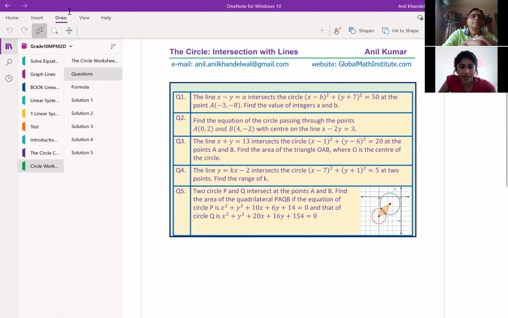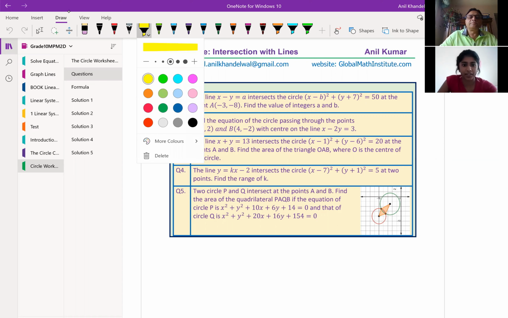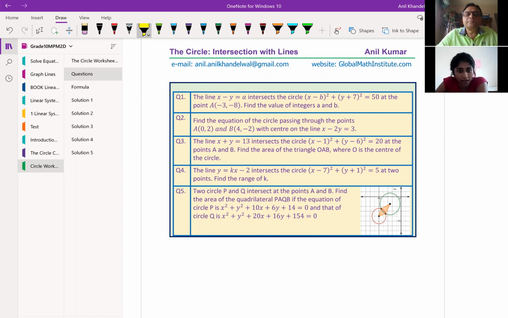Yes. Question 1. The line x minus y equals a intersects the circle (x minus b) whole squared plus (y plus 7) whole squared equals 50 at the point A(minus 3, minus 8). So find the value of the integers a and b.